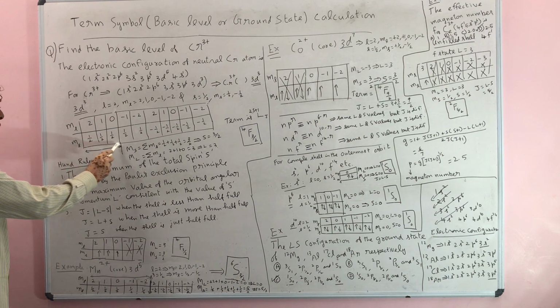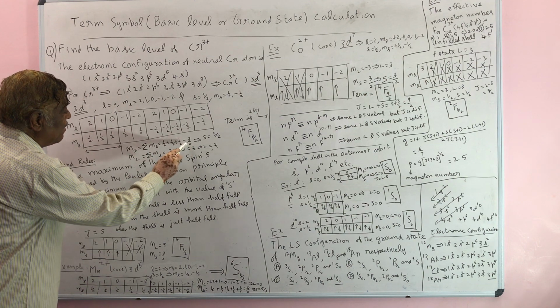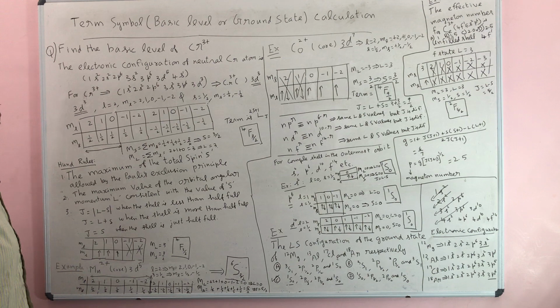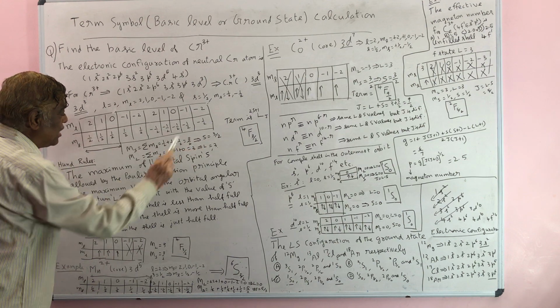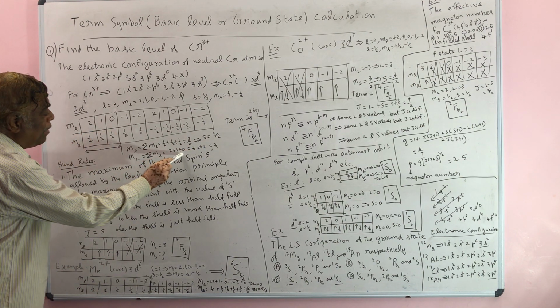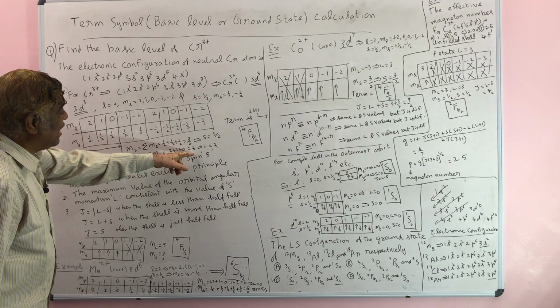So once you choose, the MS value will be half plus half plus half, 3 by 2. If MS is equal to 3 by 2, S must be 3 by 2. If S is 3 by 2, MS must range from plus 3 by 2 to minus 3 by 2. So MS equal to 3 by 2 is possible for S equal to 3 by 2. ML is equal to the sum of these 3: 2 plus 1 plus 0. This is 3. So ML is 3.